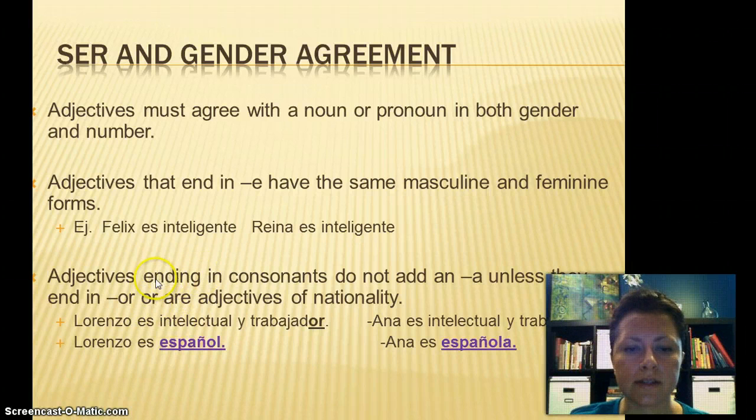If the adjective is nationality, you also have to be careful about that. Lorenzo es español, just leave it that way. Ana es española. For the girl, you do need to agree.